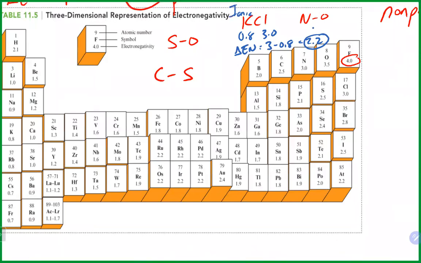Once again here, you really wouldn't even need the values, because when you see K is a metal and Cl is a non-metal, it's ionic. You don't even have to worry about it, so you could go with that. You don't really actually need the electronegativity values, but it could help.